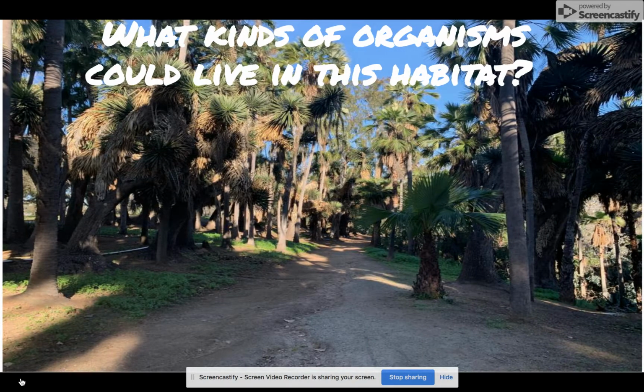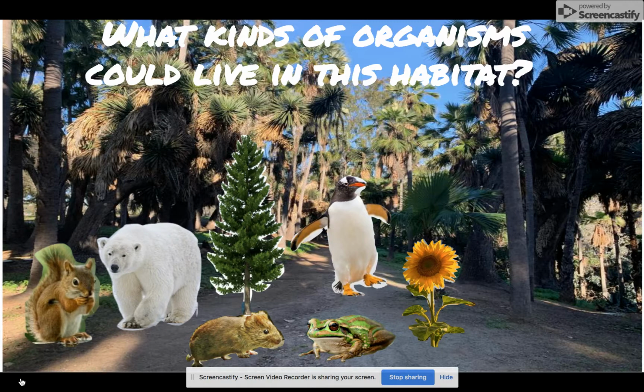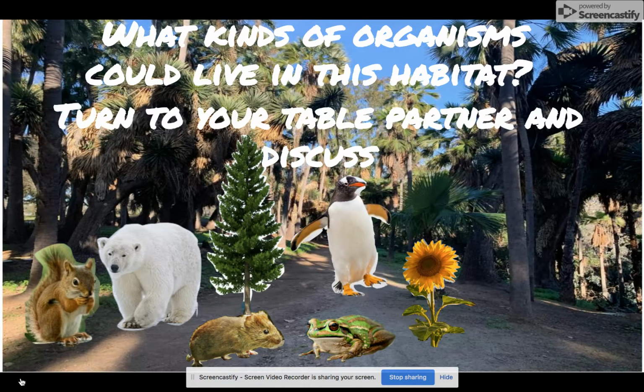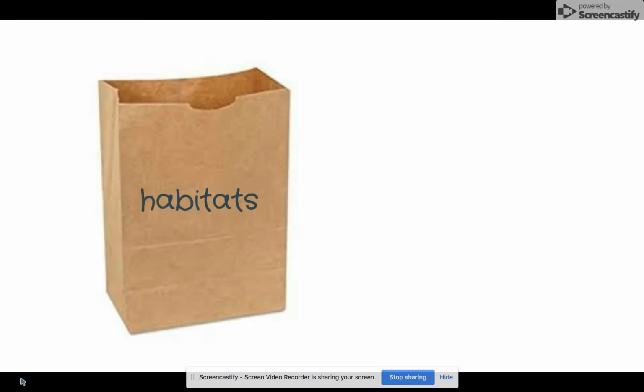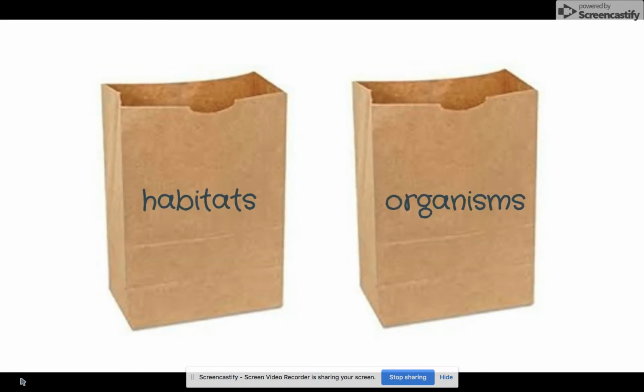Now, boys and girls, I'd like for you to consider what kind of organisms would live well in the environment that we observed. Turn to your table partner and discuss what organisms and why you think they might live well in the environment that we just observed. Now that we're really thinking like scientists, we're going to do an activity.